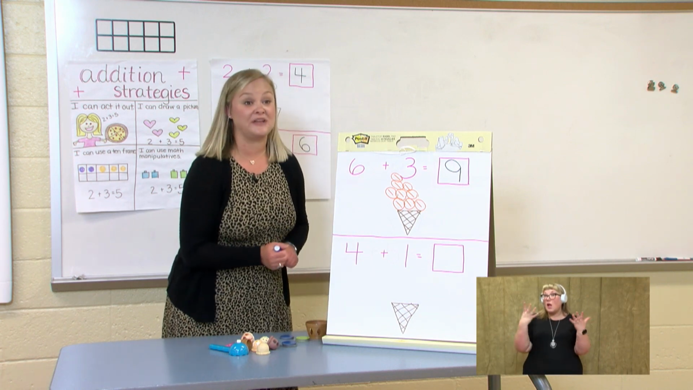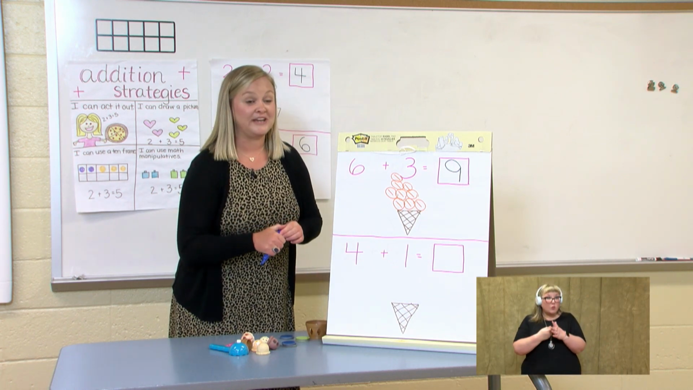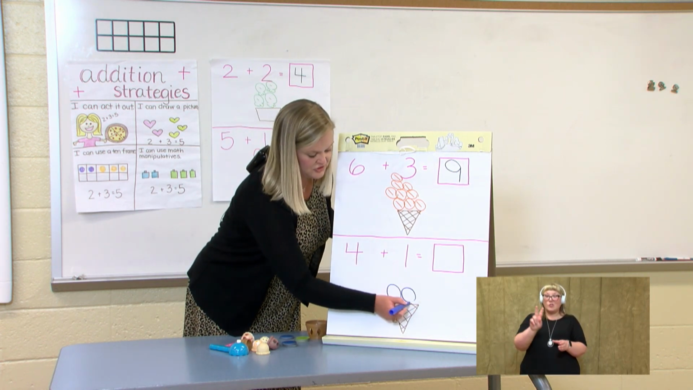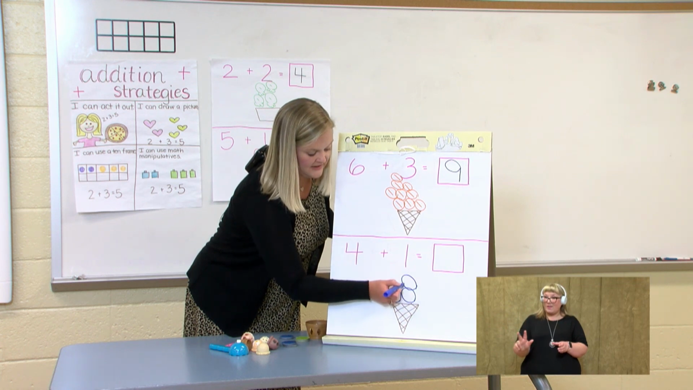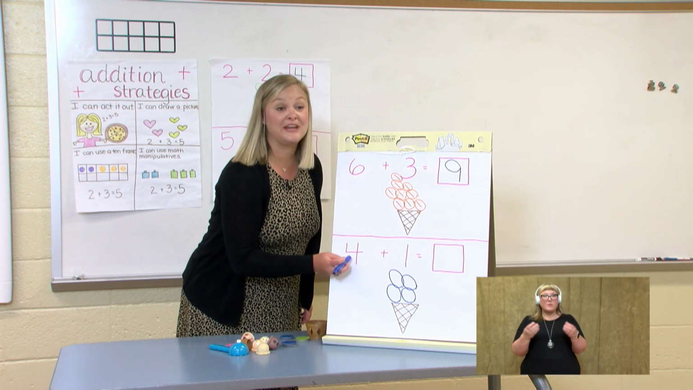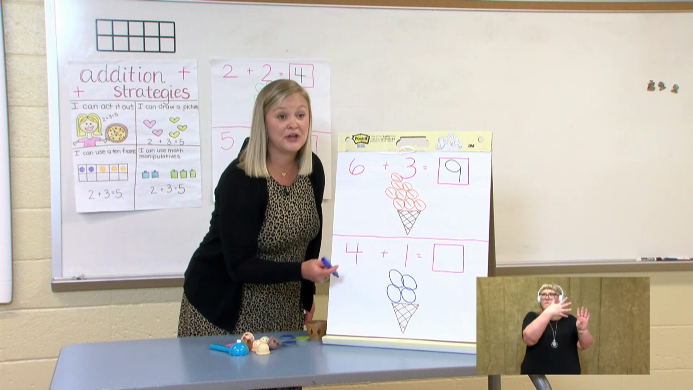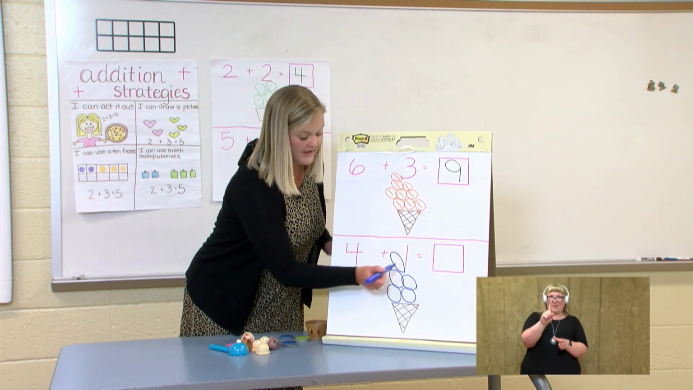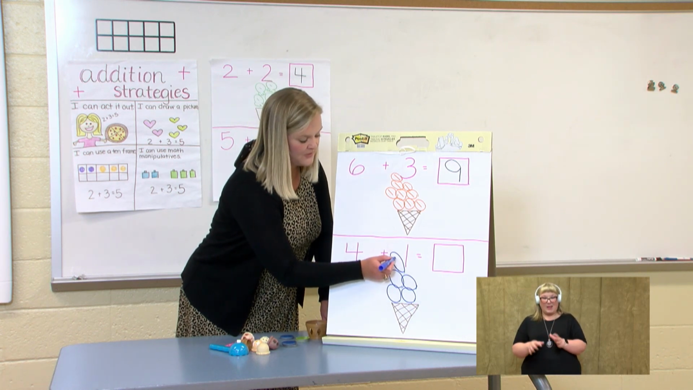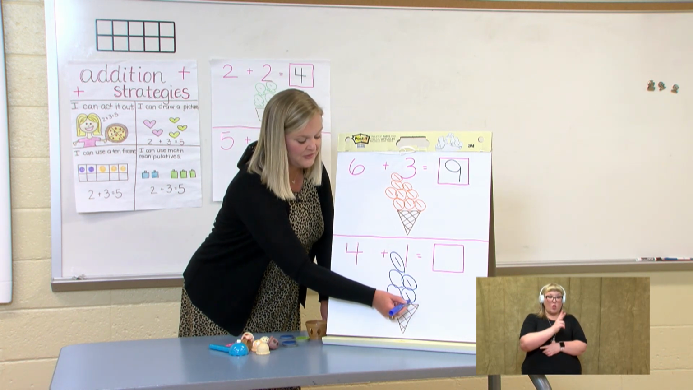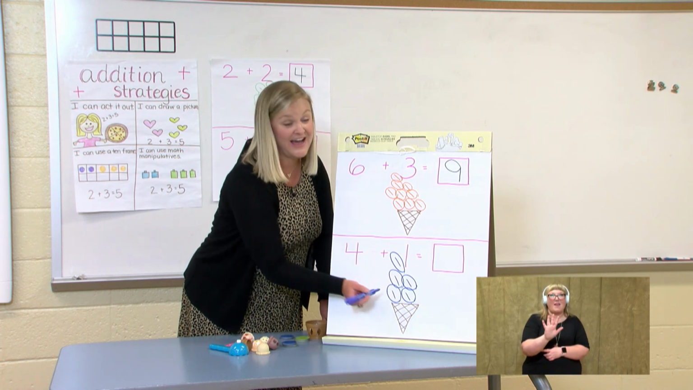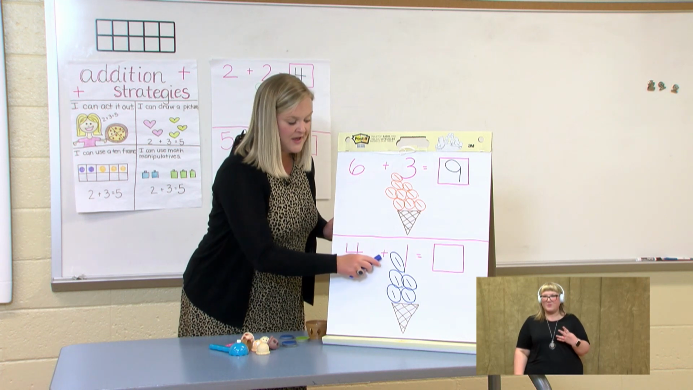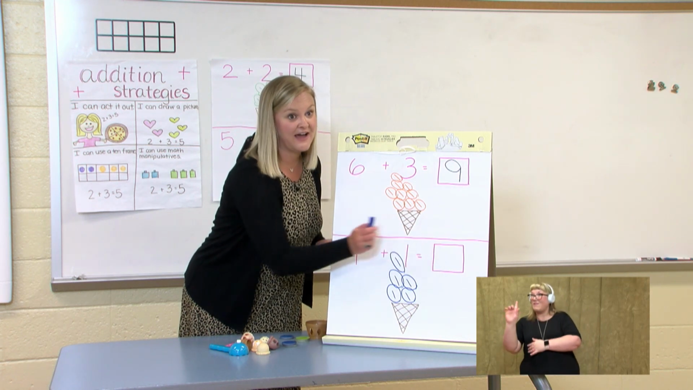How many scoops do we need to start with? We need to draw 4 ice cream scoops. 1, 2, 3, 4. How many more ice cream scoops do we need to add to our cone? 4 plus 1. 1 more. Now let's add all these together. 1, 2, 3, 4, 5. Good job. Another strategy we used to figure out that 4 plus 1 equals 5.